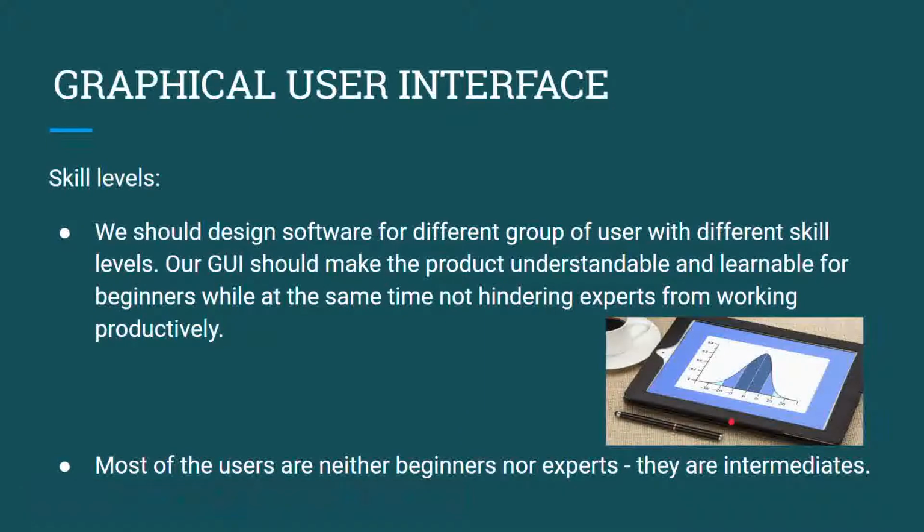Skill levels. We should design our software for different groups of users with different skill levels. There may be a user who is an expert in the application, or a user who is at beginner level, and there may be users who know something about it but not to the extent where they can fully function on their own. But mostly 80% of the users in any application belong to the intermediate level.